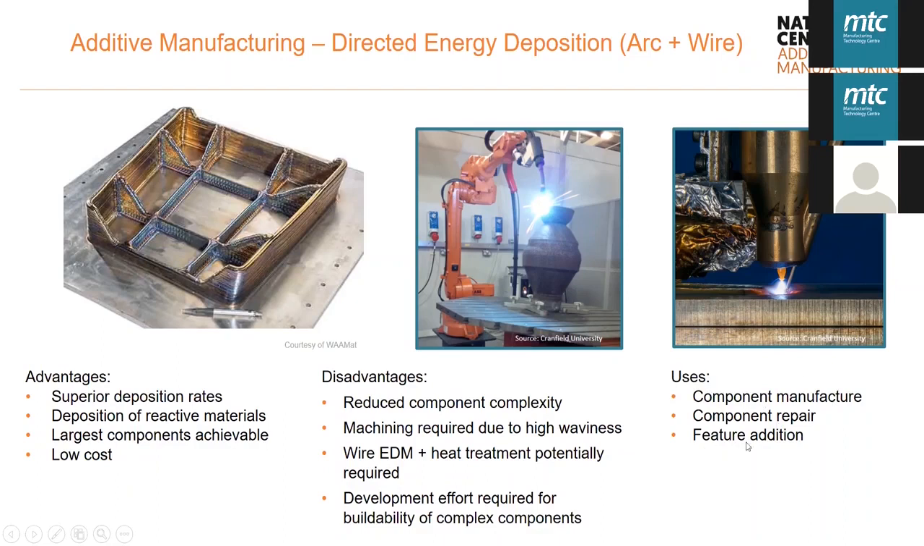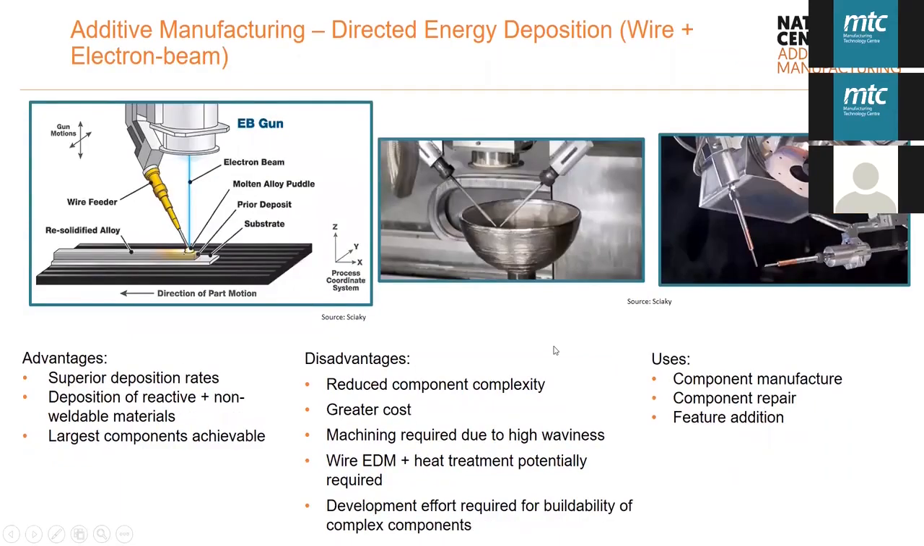I'm going to move on to wire electron beam DED. This is a process, again quite widely used in industry, which uses an electron beam instead of a laser or an arc, TIG or MIG, to essentially weld the wire strategically following a toolpath. Again, most of the time driven by gantries and robots. You've got superior deposition rates here, so I believe the electron beam can actually operate at a higher temperature than a laser, so you can deposit your weld a lot quicker. You can also deposit reactive and non-weldable materials due to the electron beam heat source. Some of the larger components are achievable using this process.